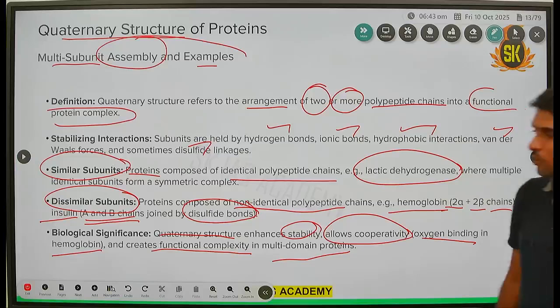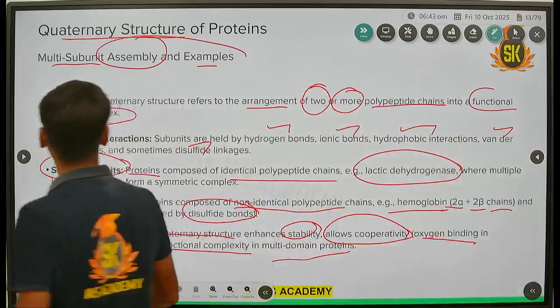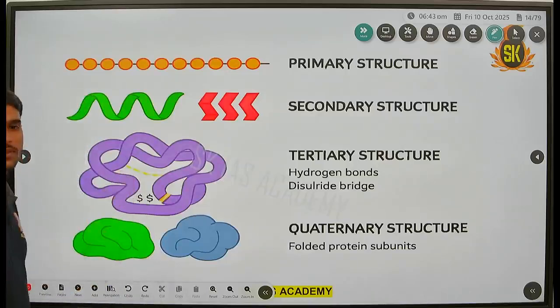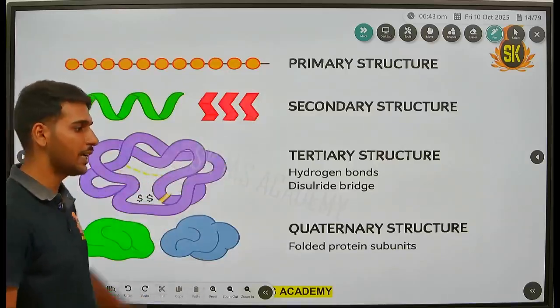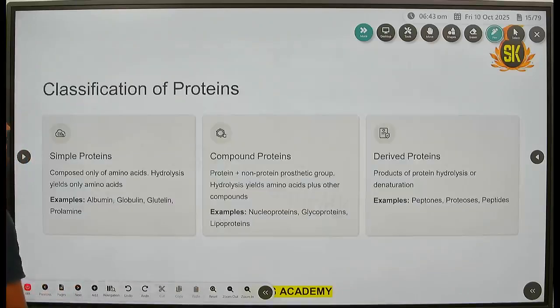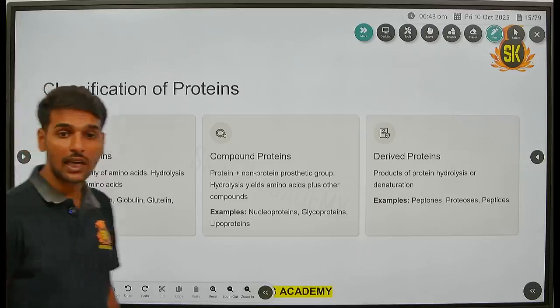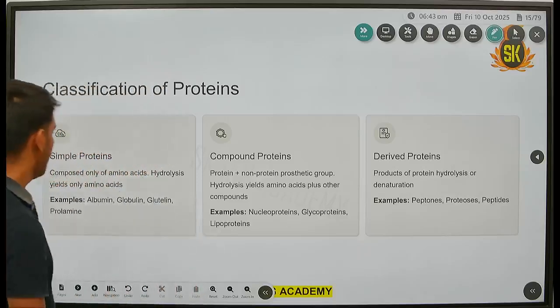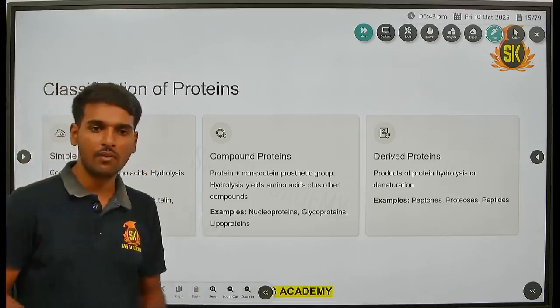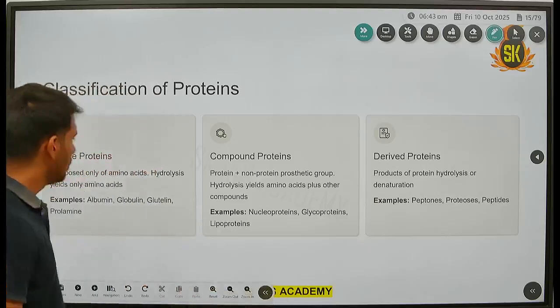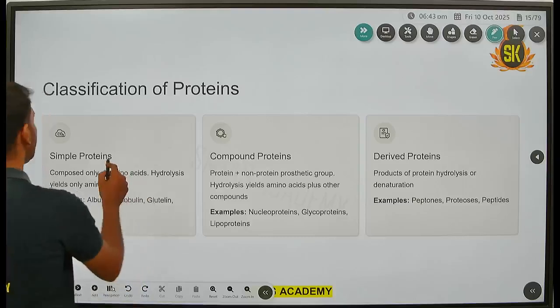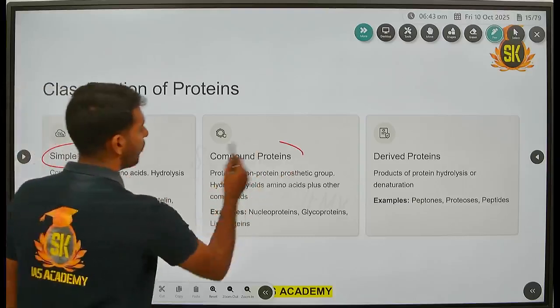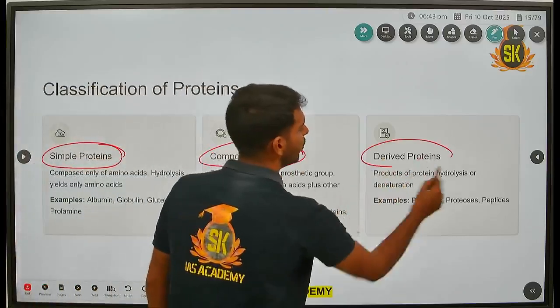Okay, now let us move on to the next topic. As we just discussed, this is your primary, secondary, tertiary and quaternary structure. Now let us deal with the classification of proteins. Last time we discussed it, but we did not mention the examples. Proteins are classified into simple, compound and derived proteins.